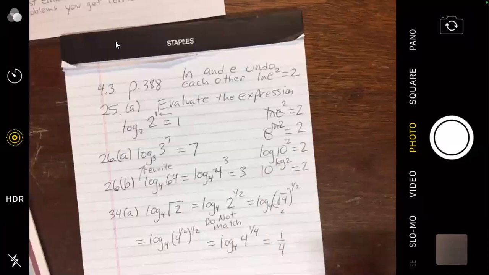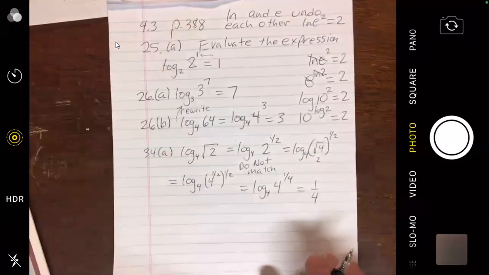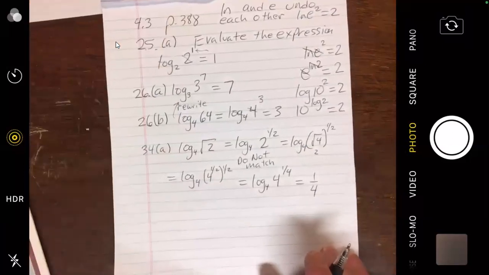Okay, there's a few of those in there for you to practice. And again, we will have a quiz on Friday over these kinds of problems.